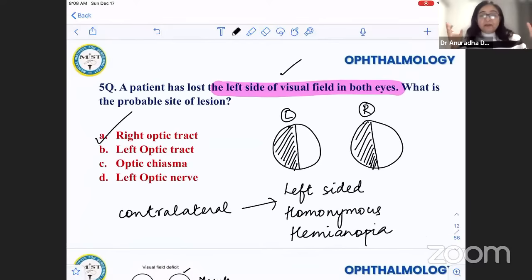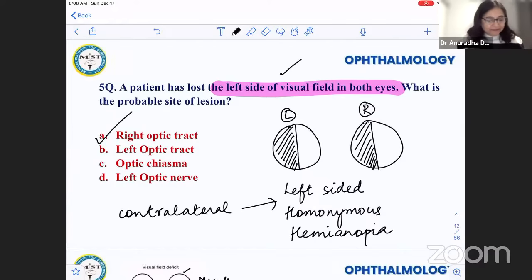Left side of the visual field in the left eye and right side of the visual field in the right eye. So what will be that? That is bitemporal hemianopia. Okay. Keyhole lesion is seen in lateral geniculate body lesions.